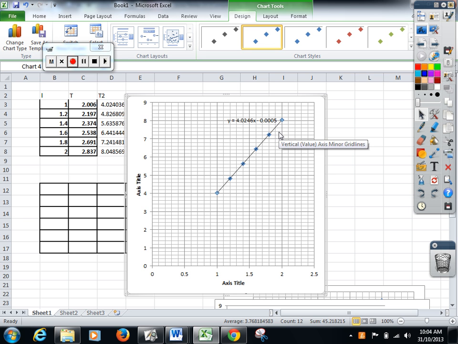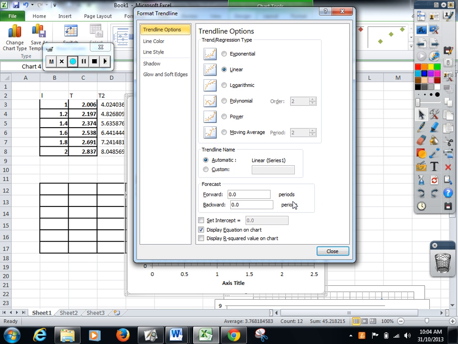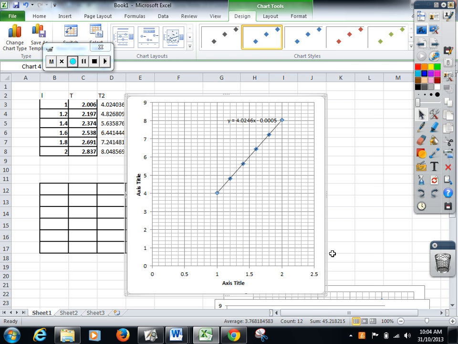Repeating, listening. You click on the line, then right click, and it's format the trend line. On that format trend line, down here it says display equation on chart. Okay? And then ask it to close, and there is the equation.